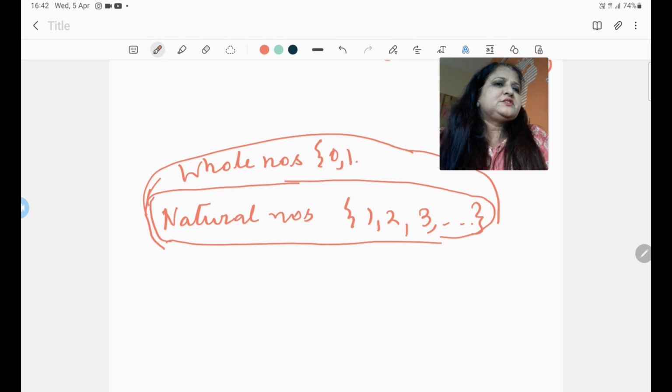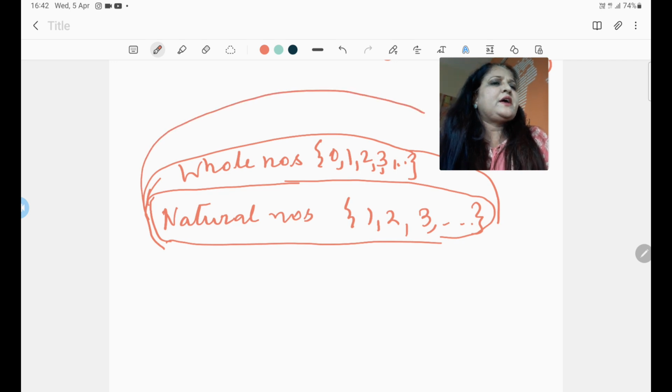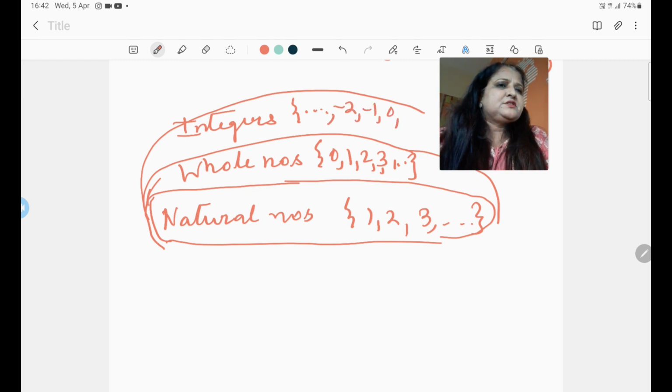So whole numbers are what? 0, 1, 2, 3, so on and so forth till infinity. Now integers include the natural numbers as well as the whole numbers. Means integers include the negative numbers, 0 as well as the positive numbers. So how do we represent integers in the form of a set? Minus 2, minus 1, 0, 1, 2, and it goes on till infinity.